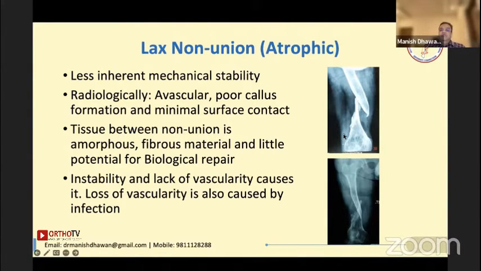This is my very old patient from 2004, which I treated. You can see the atrophic bone ends, and he was walking on a Thomas splint for almost 4 years. So this will never unite.